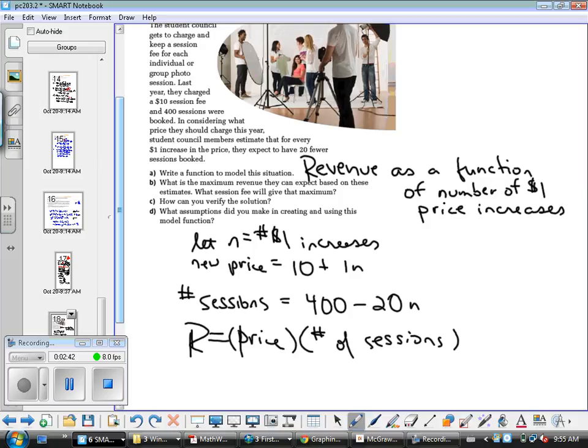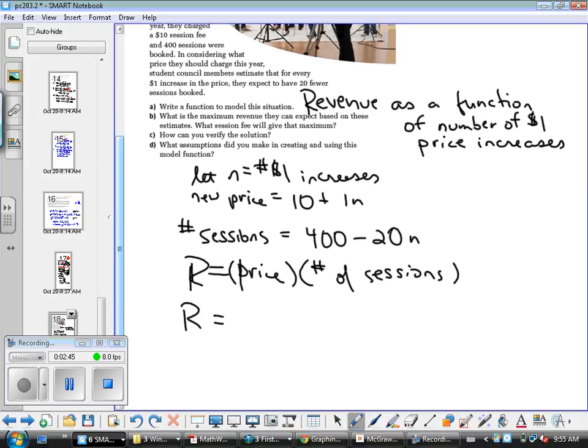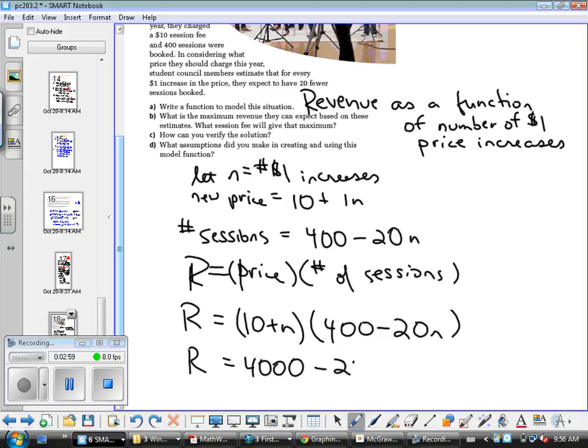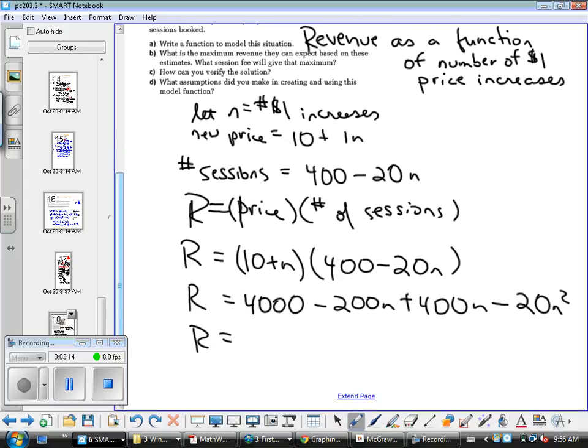And we have expressions for both of those. So R is going to equal (10 + n) times (400 - 20n). We'll distribute that using FOIL. Firsts is 4,000, outsides negative 200n, and insides 400n, and the last minus 20n squared. We will rewrite this in ax squared plus bx plus c form. So negative 20n squared, plus 200n, because we grouped those two like terms in the middle, and plus 4,000.